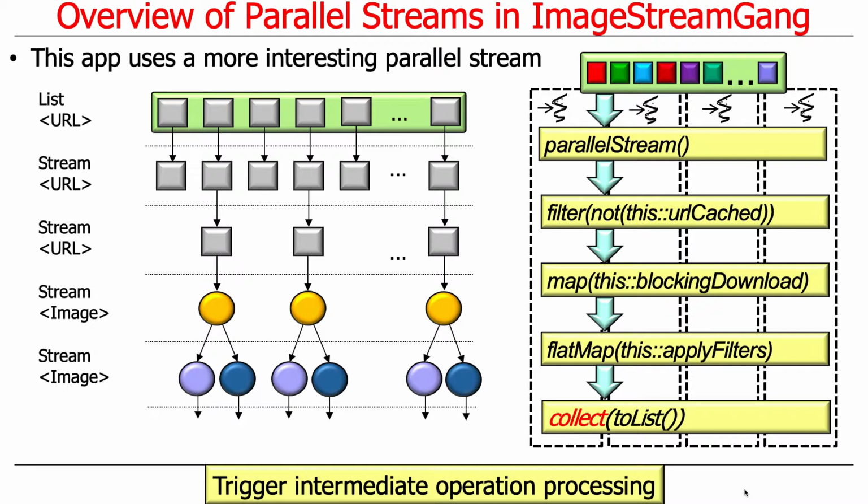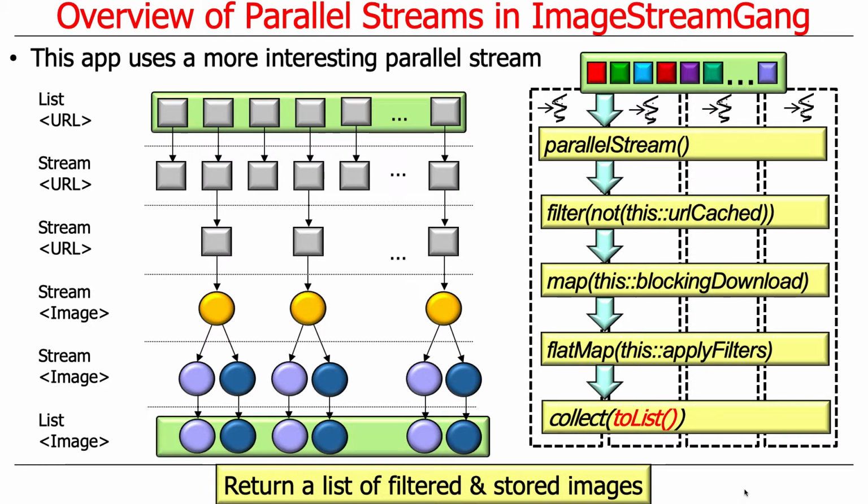And that, of course, is where all the processing actually takes place, right? So within each of these threads, when collect is hit, it then goes and pulls the elements through using the split iterator through each of these intermediate operations, and then it will accumulate them into, in this case, a non-concurrent collector. And when we're all done, we'll have a list of processed and stored images. So filtered and stored images are stored in the list. And at that point, we can then go ahead and display them.